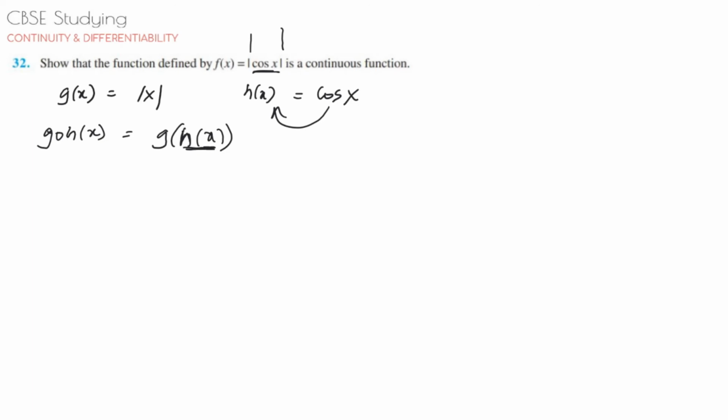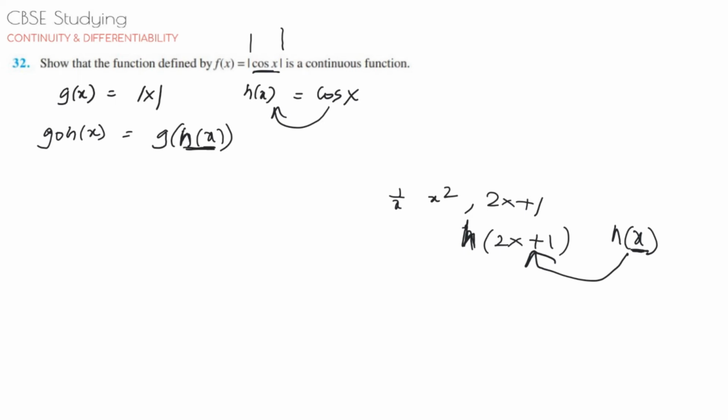If instead of this x over here, there was 1 by x, or x square, or 2x plus 1, what would this mean? It would mean that in my function h of x, wherever there is an x, I am going to substitute 2x plus 1. That means I would write cos of 2x plus 1. I'm repeating this again and again so that the concept is super clear to you.